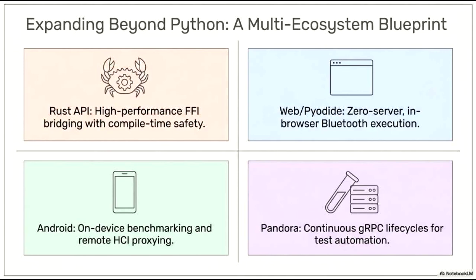Expanding beyond a Python-only approach requires a robust multi-ecosystem blueprint. By incorporating a Rust API, we achieve high-performance FFI bridging while maintaining the critical advantage of compile-time safety. For web applications, Pyodide enables zero-server, in-browser Bluetooth execution, significantly reducing latency and infrastructure overhead. Our Android initiatives facilitate on-device benchmarking and remote HCI proxying, which are essential for hardware-level performance monitoring. Finally, the Pandora framework manages continuous gRPC lifecycles, providing the necessary architecture for scalable and reliable test automation across all platforms.